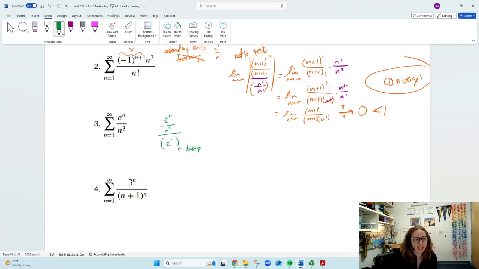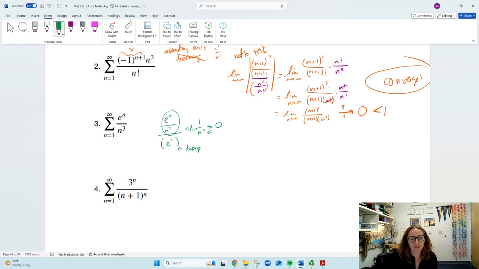But the second that I tried to do that, I ended up getting 1 over n to the third, which I know actually converges, or my limit of this approaches 0 because my denominator is so big, and that doesn't actually tell me anything. That doesn't tell me if this top one converges or diverges.